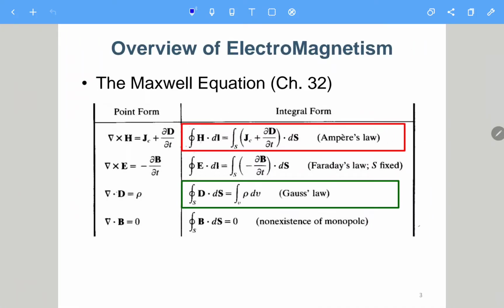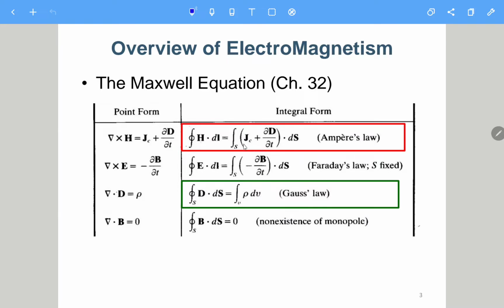Okay, so this is just an overview. We have seen this in chapter 23 when we talked about Gauss's law. So we already learned Gauss's law, although not exactly like this. We use E on the left side, and then we have epsilon naught here. And in this chapter we'll talk about Ampere's law. The form doesn't look exactly the same. We'll use the B field and then 1 over mu naught here.